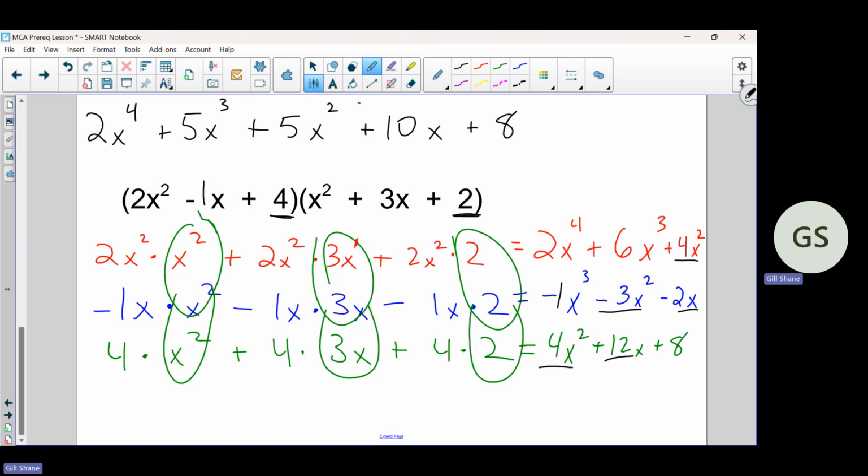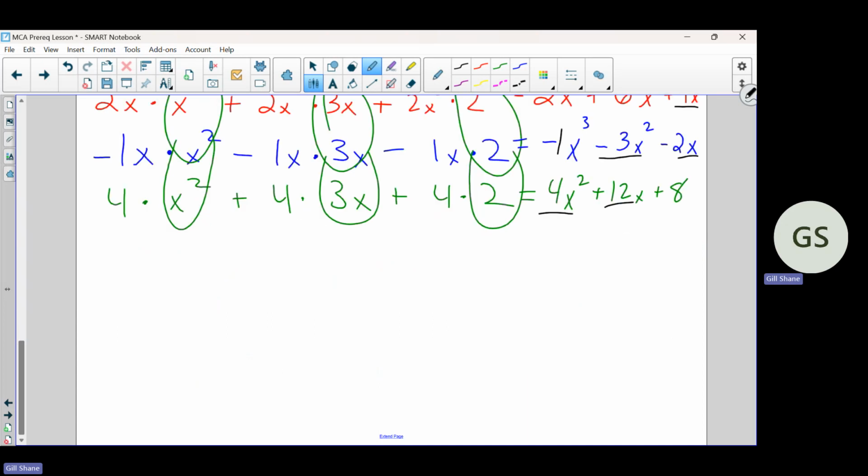What does it mean if you have parentheses next to each other? Remember, parentheses next to each other with no math operation in between means multiply, just the same way it would mean multiply if you saw this. It doesn't matter what you have in the parentheses, it means multiply.